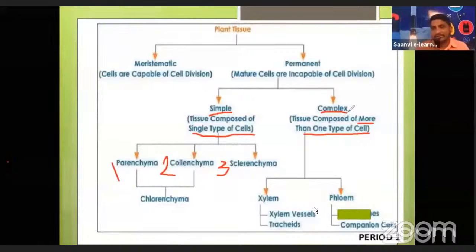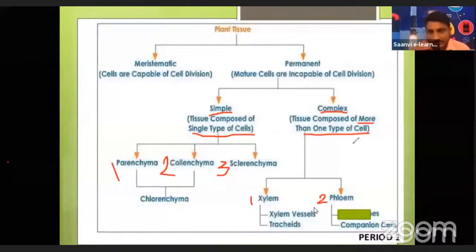And coming to the right side, complex tissues are composed of more than one type of cell. Here, xylem and phloem. The complex tissue is subcategorized into two: one is xylem, the second one is phloem.